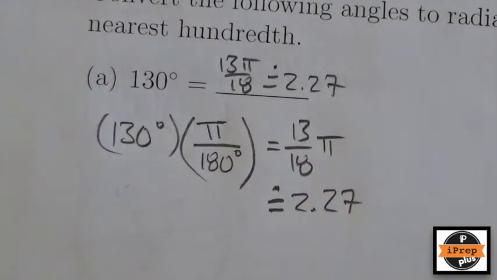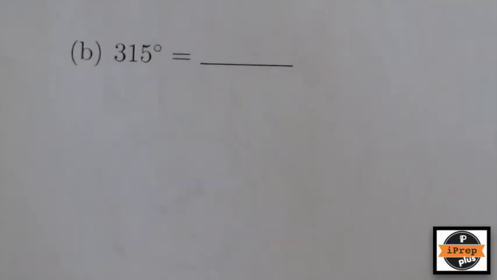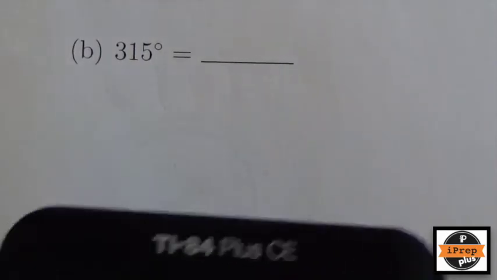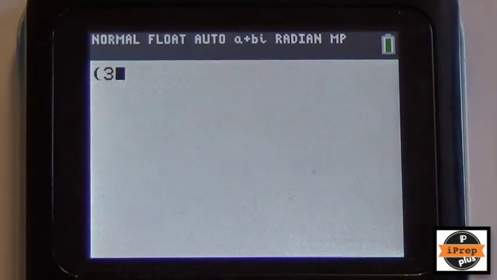Now, if you're not quite following me on that, this is what we're going to do. We're going to slide over to question 2. I'm going to do this one in the method that I just described, and then I'll go back and we'll talk about it using the conversion factor. So we're going to take 315 and put it into our calculator.